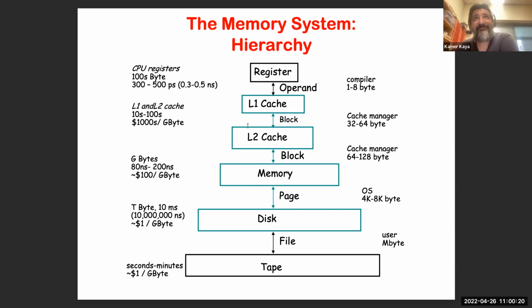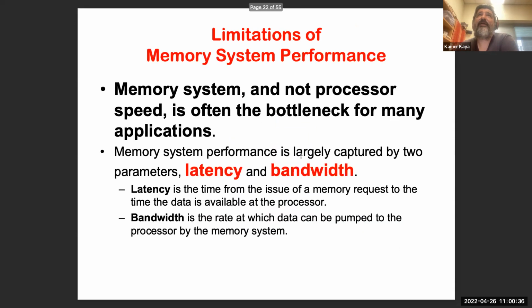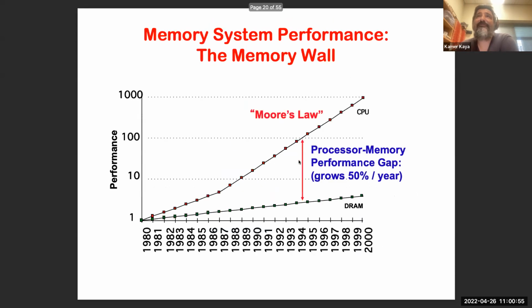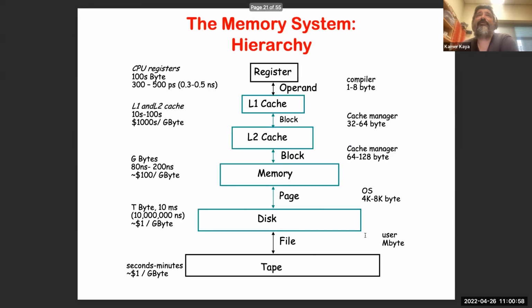And the size increases when you go down, but the latency also increases. The time that you spend per access, per one item, increases also if you go down in this hierarchy. So we have latency and bandwidth when we talk about the performance of the memory system. And usually the memory system, and not the processor speed, is the bottleneck for many applications. And this is why the memory wall happens, in fact.